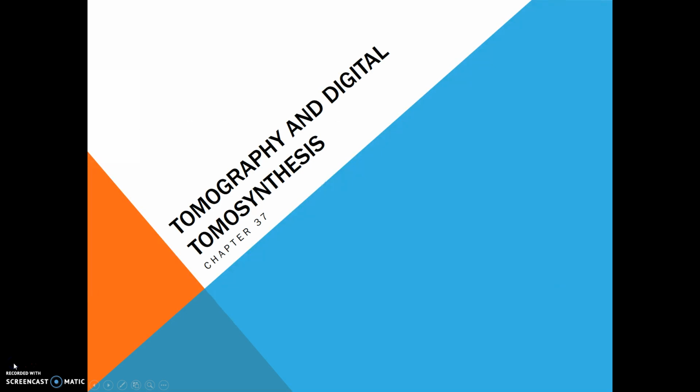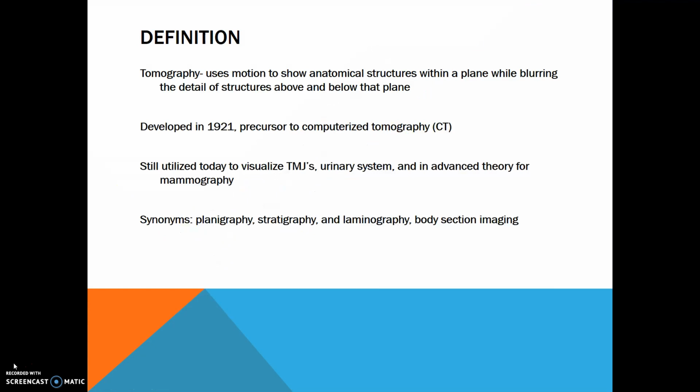This lecture will cover tomography and digital tomosynthesis. Tomography uses motion to show anatomical structures within a plane while blurring the detail of structures above and below that plane. It was developed in 1921 and is a precursor to computerized tomography, or CT.